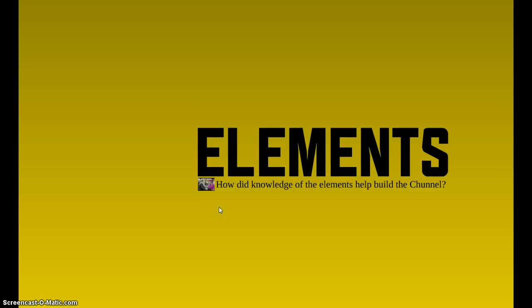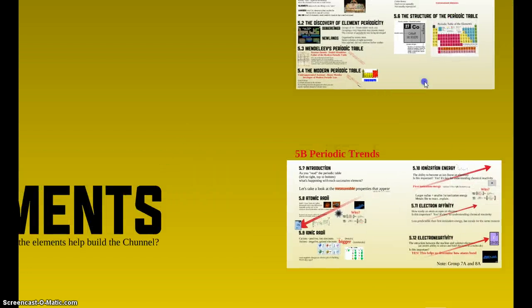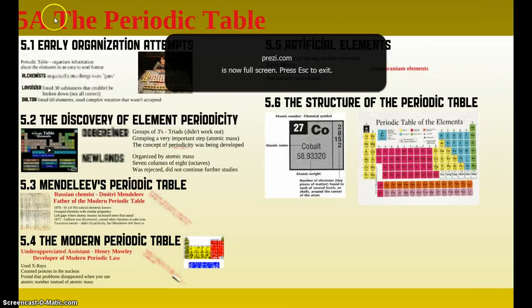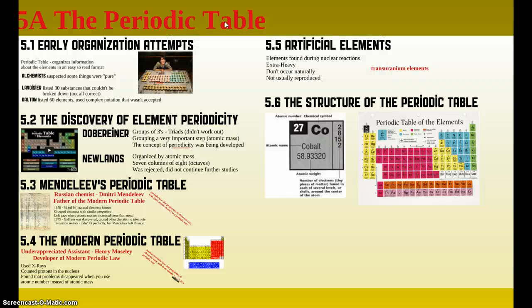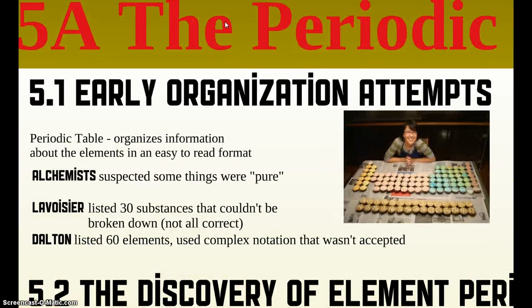All right, in chapter 5, we're going to take a look at the elements, and specifically, we're going to start out with 5a and talk about something we call the periodic table. The periodic table is what we use to organize all of the elements, so we can understand how they all relate to one another. So, first, let's start out with some early attempts to organize the periodic table.